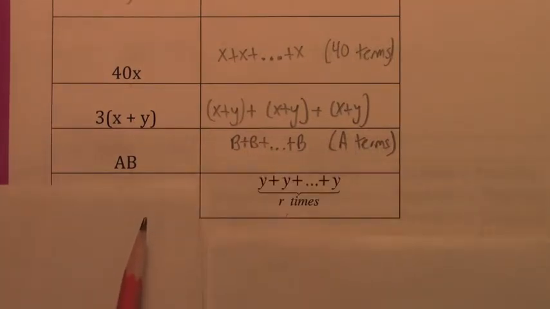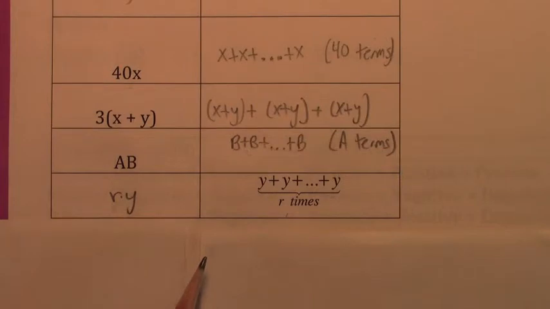Whoops, I'm over here now. How about this one? How would you write this in additive form, or I should say product form? This is additive form. Y is added to itself R times. Wouldn't that be R times Y or Y times R?